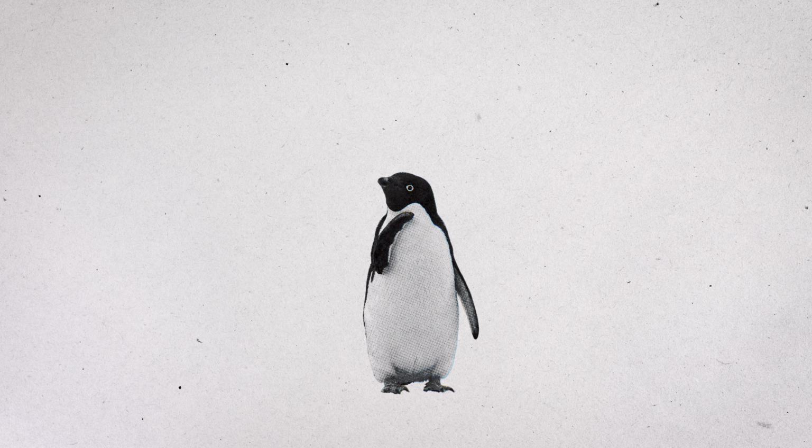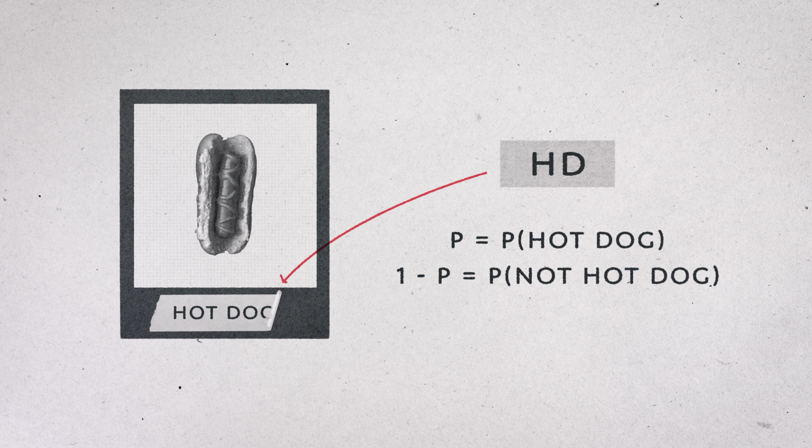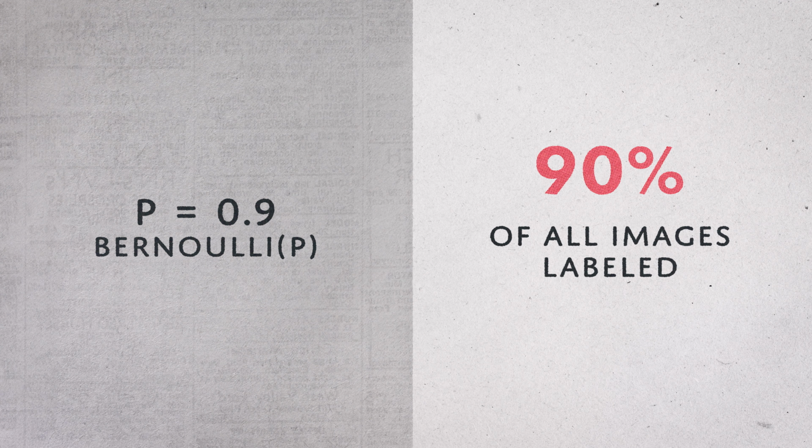Another possible use case for ROC curves is when comparing models. Suppose we have a really naive classifier. It just looks at an image and randomly decides hot dog with probability p and not hot dog with probability 1 minus p. We already know this isn't going to be a good classifier because it's not actually learning anything from the data, but that doesn't mean it won't sometimes get it right. For example, if p equals 0.9, then each time the model sees an image, it labels it hot dog with 90% probability, regardless of whether the image is actually of a hot dog or not. And because the labels are generated as independent Bernoulli trials, about 90% of all images will be labeled hot dog.